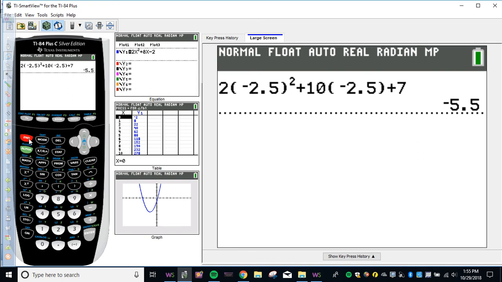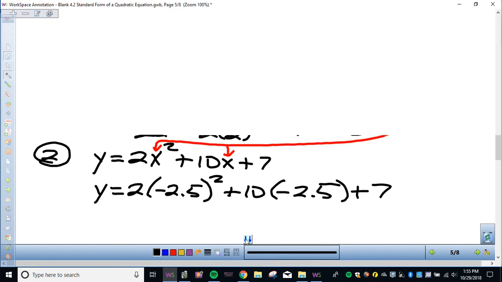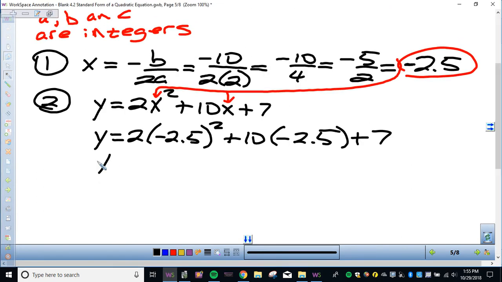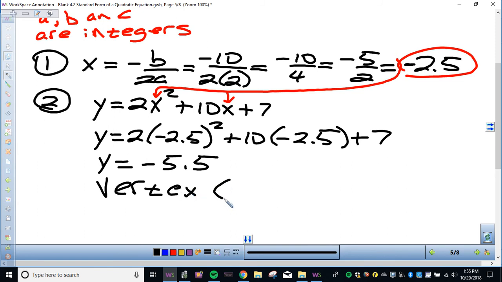So you get negative 5.5. So y equals negative 5.5. What's the vertex? What's the x value of the vertex? Negative 2.5, comma, negative 5.5.